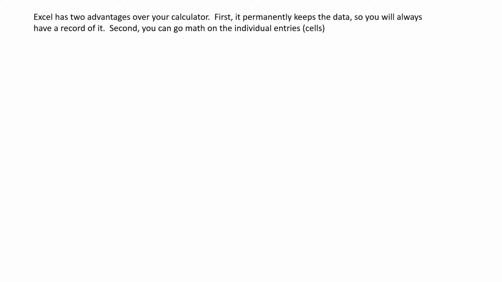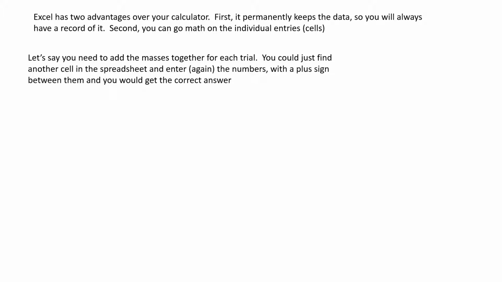Excel has 2 advantages over your calculator. One, it permanently keeps the data, so I'll always have a record of it. Secondly, and this is pretty important, you can do math on the individual entries, which we call cells. Let's say I need to add the masses together for each trial. You could just find another cell in the spreadsheet and again enter the numbers after you do the math sign in there, and you would get the correct answer.